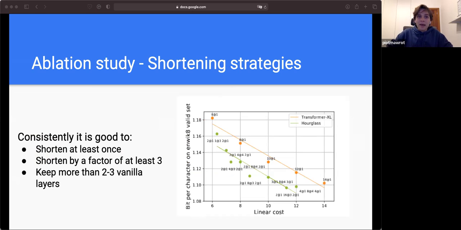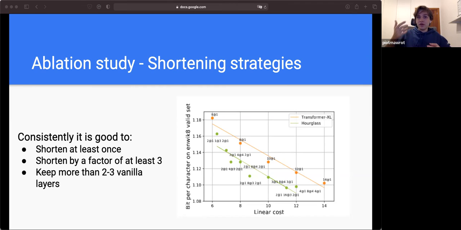Last but not least, I want to talk a little bit about how to design your own Hourglass. And the natural questions would be, should we shorten our sequence only once or multiple times? Should we add one more vanilla layer operating on the full sequence, or 10 more layers in the middle on a sequence shortened 10 times? And we didn't find an explicit answer to this question. The hierarchy is just another hyperparameter.